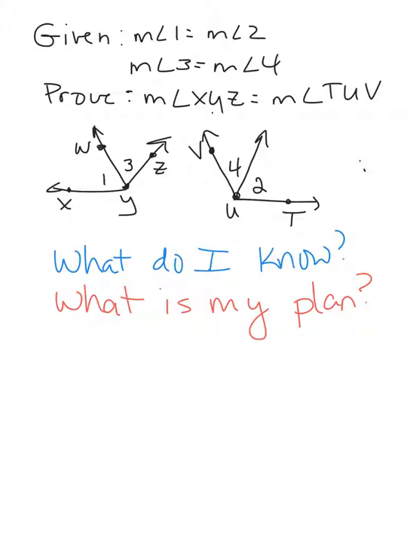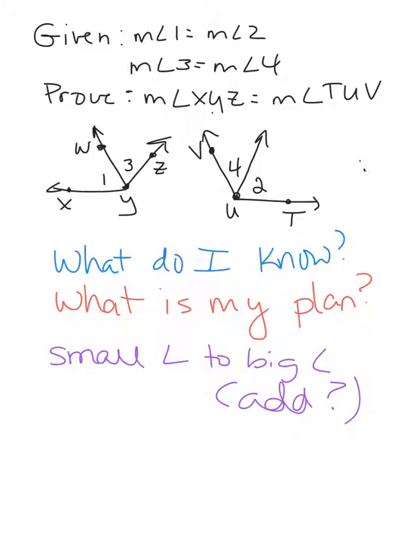Now, looking at my diagrams and my given and my proof statements, I have to come up with some sort of plan. So I'm trying to figure out what do I know and what could I possibly use. I notice in my given information, I'm looking at two sets of smaller angles, and in my proof statement, I'm looking at larger angles. So I may have to add something along the way, so I'm going to write that down. I'm going from small angle to big angle, so I might have to add. I'm going to put a question mark because I'm not sure. And also, whenever we have angles broken up into pieces, I might have to use angle addition postulate. So angle addition postulate is certainly on my list of things that I might have to use.